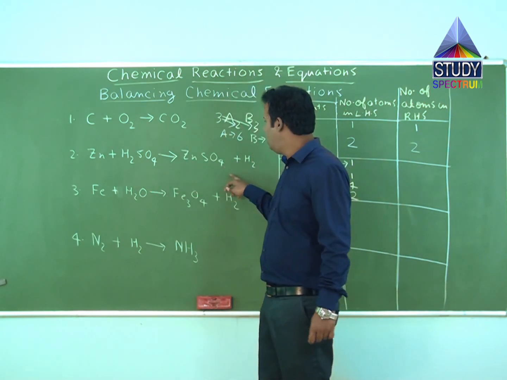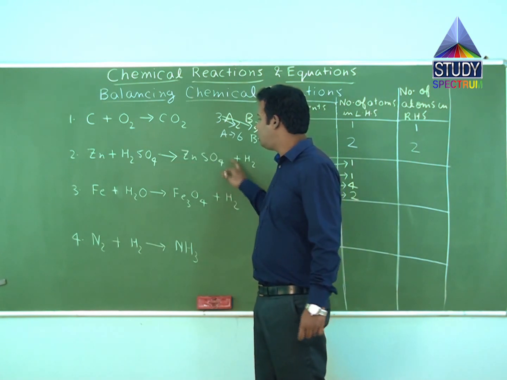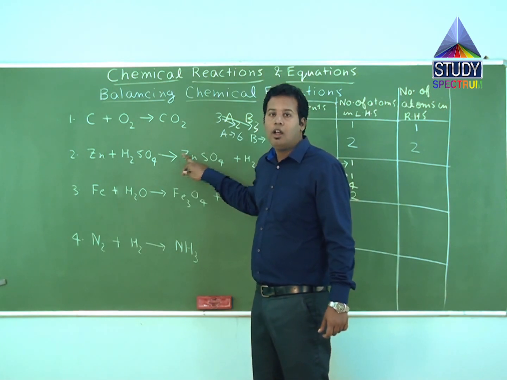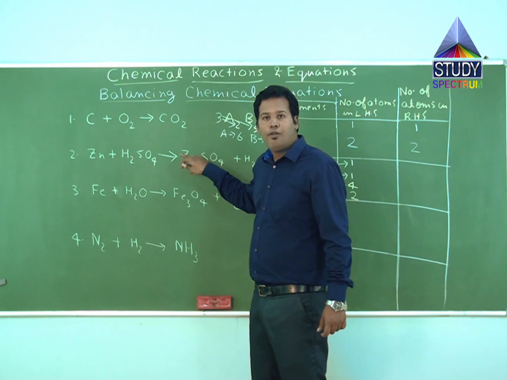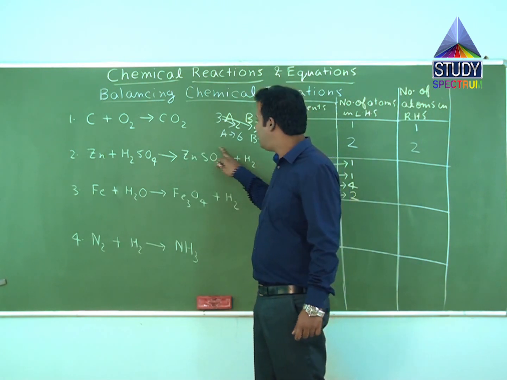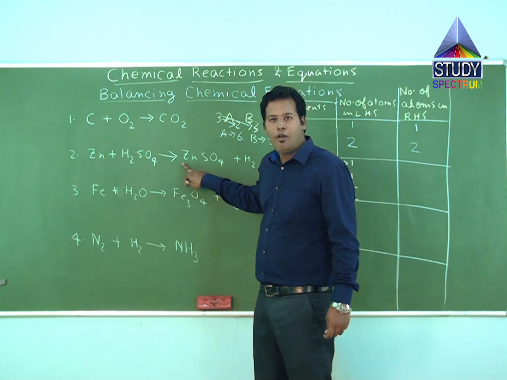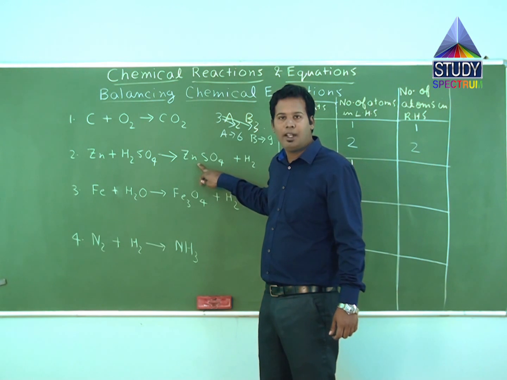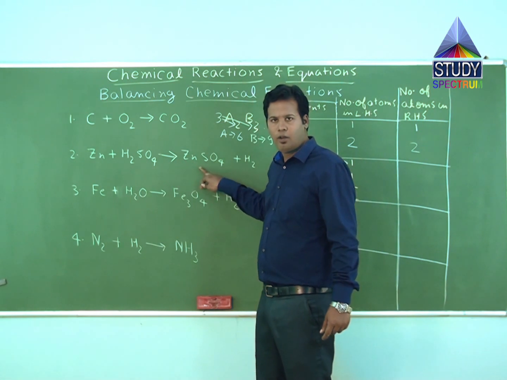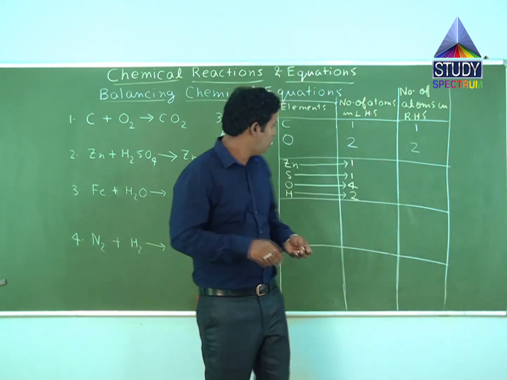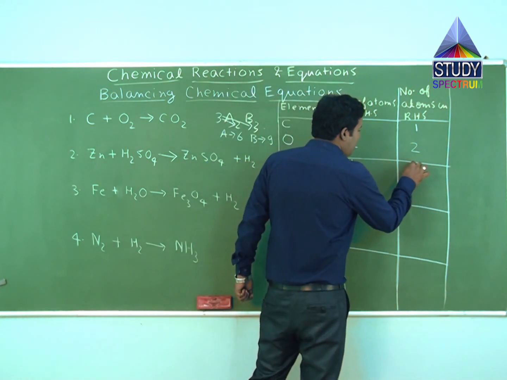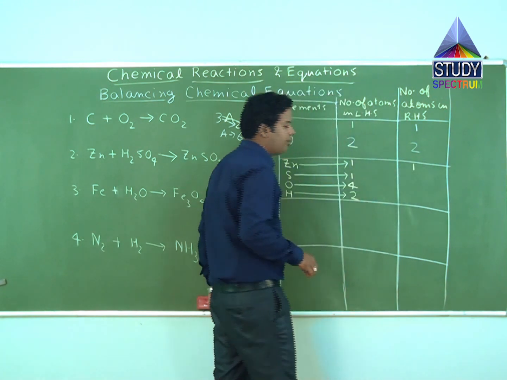Okay. Now if you see this compound ZnSO4, zinc sulfate, suffix of this compound is 1. Why? Because nothing has been written. Coefficient of this compound is 1 as nothing has been written ahead of this compound. Correct? So the coefficient of this compound is 1. Also, if you see the suffix of zinc, nothing has been written. So it means the suffix of zinc is also 1. So coefficient of the compound 1, suffix of zinc in this compound is also 1. So the number of atoms of zinc on RHS is also 1.